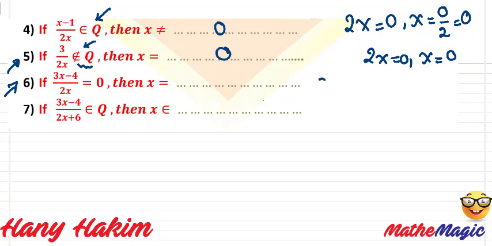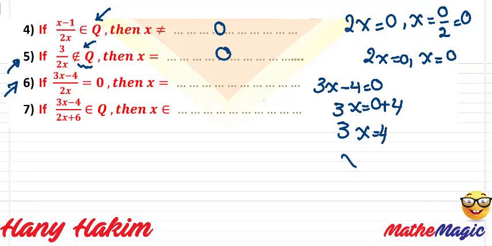Question 6, the same idea as question 3. 3x minus 4 over 2x equals to 0. So the numerator equal to 0. That means 3x minus 4 equal to 0. Then 3x equals to 0 plus 4. So only x, 4 divided by 3, to make x equal 4 over 3. And put x as a fraction 4 over 3. It doesn't matter if I write it as a decimal or not.